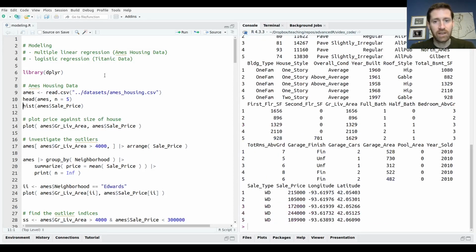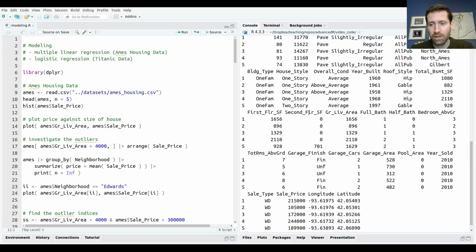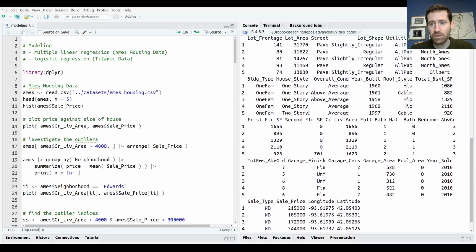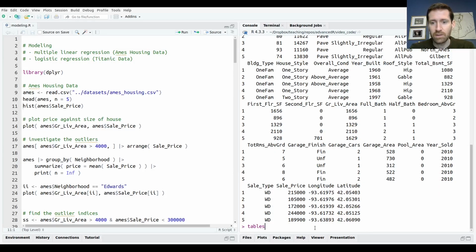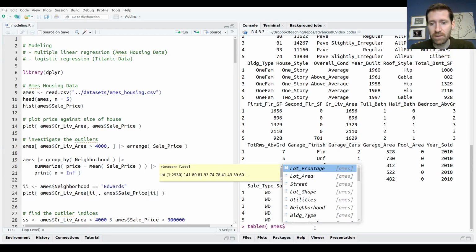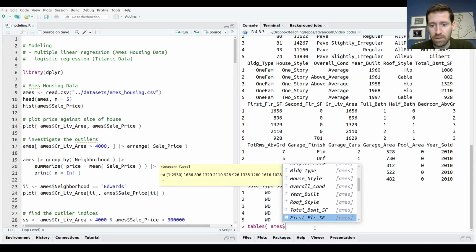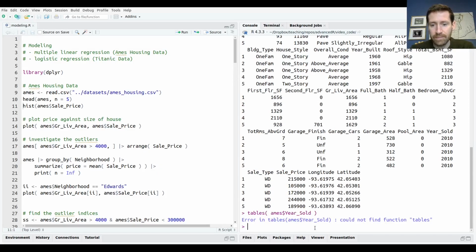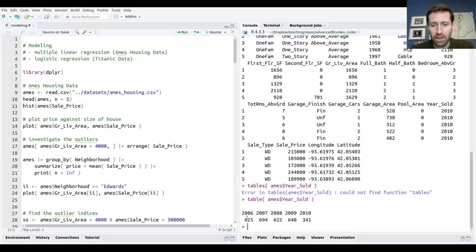Okay, so let's take a look at the data. This is a data set with home sale transactions in a city called Ames, Iowa, for about 5 years. I believe it's 2006 to 2010, but let's just check. I'll make a table of the year sold. Yes, 5 years, 2006 to 2010. Okay, and here's the data set.